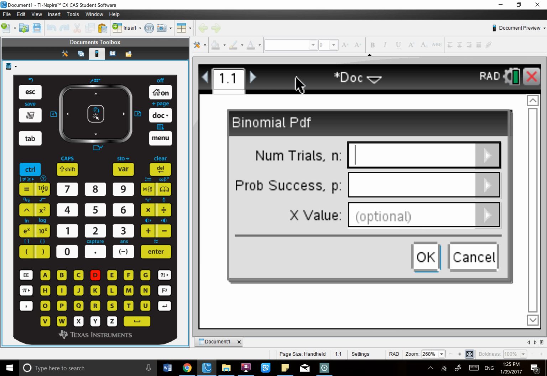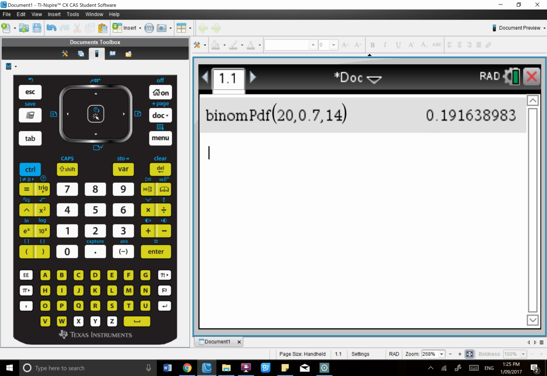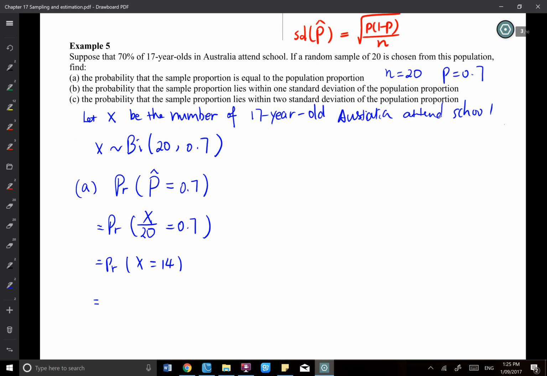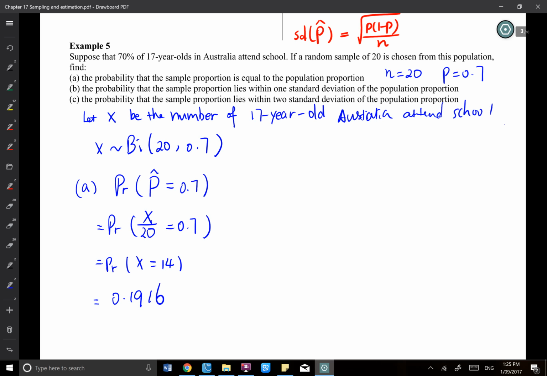55D, because I want a single value 14. So number of trials is 20 and success rate is 0.7, and I want 14 successes, it's PDF, not CDF. I click OK, that gives you this rate, 0.1916. How many decimals? Well, I don't know. 0.1916, just give 4 decimals. Okay, so that's what we find here.